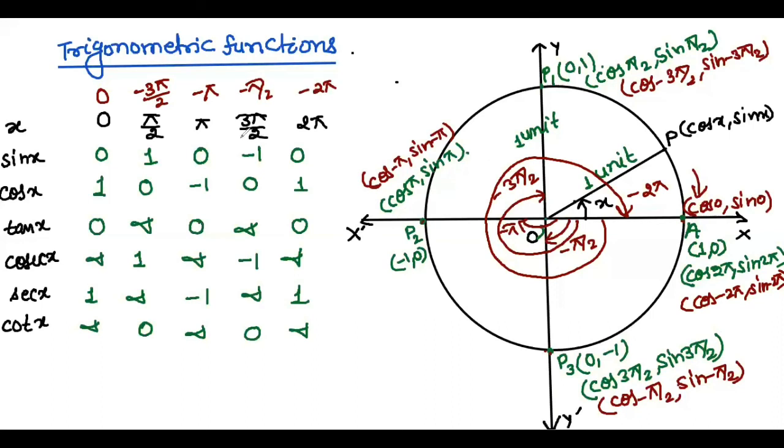Meaning, sine of minus 3 pi by 2 equals sine pi by 2 value, and this is equal to 1. Then cos of minus 3 pi by 2 equals cos of pi by 2, and that is equal to 0. Then sine of minus pi equals sine of pi, and that value is 0. Then cos of minus pi equals cos of pi, and that is equal to minus 1.